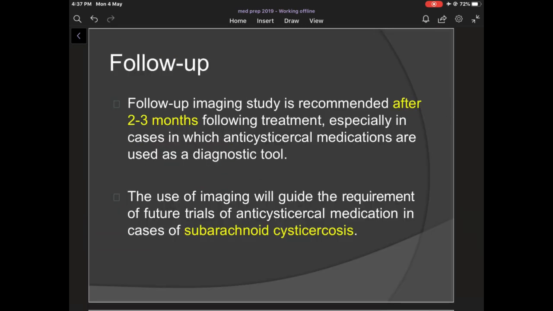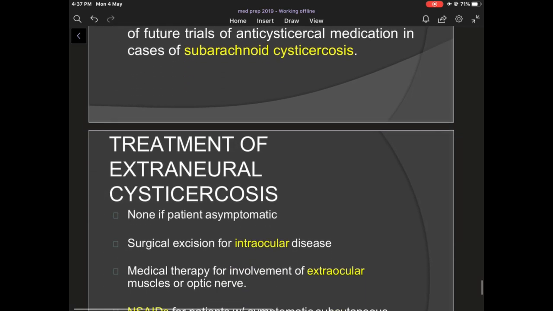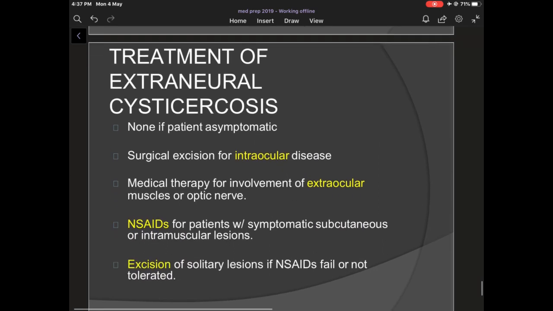So when to follow up? We have to follow up the patients with imaging studies, and it is recommended that in 2 to 3 months we have an imaging study done again. That's how we follow the patient, and that's how we look at the cysts. The use of imaging will always guide the requirement for future treatments, be it drug therapy or surgical indications. So we have to be cautious.